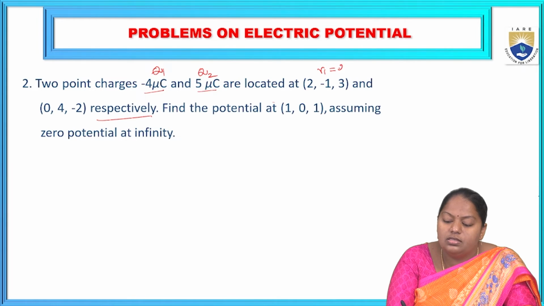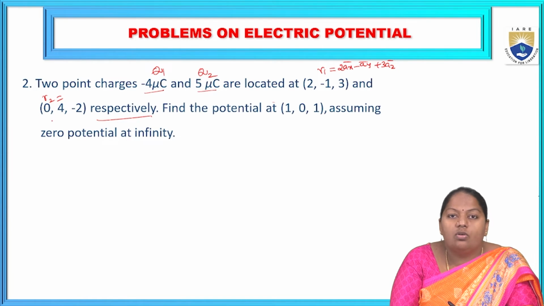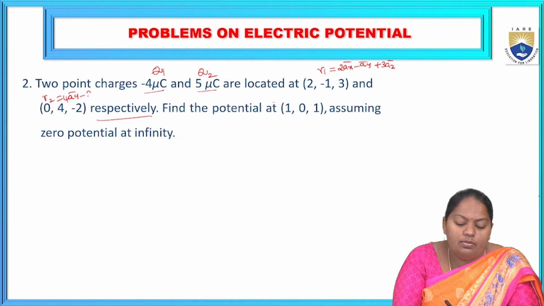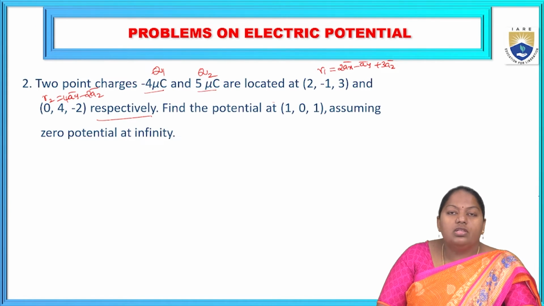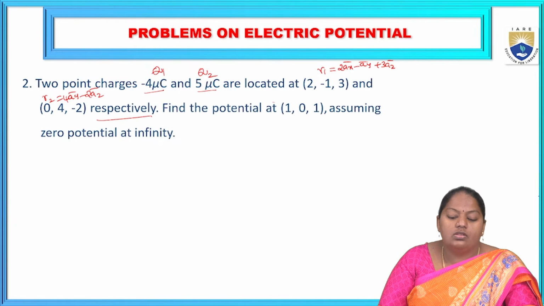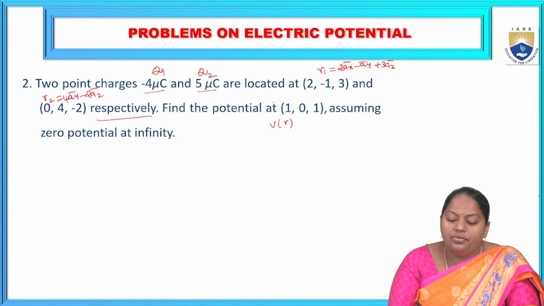Then R1 can be written as 2ax minus ay plus 3az. Similarly, R2 is given with x component as 0, y component 4ay, minus 2az. If the two point charges are given, along with the two position vectors R1 and R2, now find the potential at 1, 0, 1. So V is to be found at a particular distance R, assuming 0 potential at infinity. So one reference node is given as 1, 0, 1, and the other is located at infinity. This is the case.